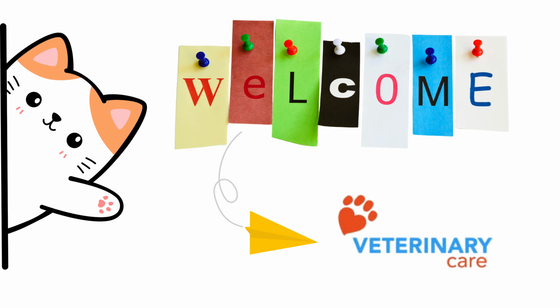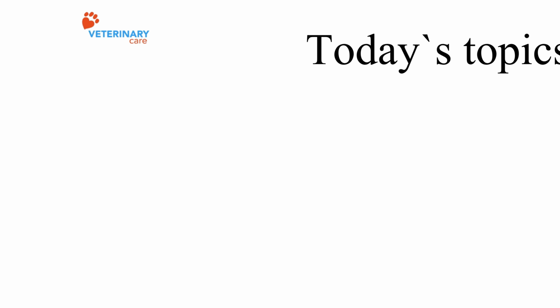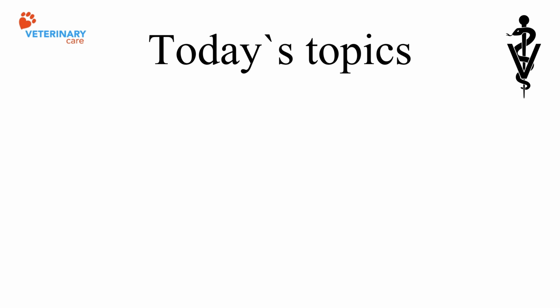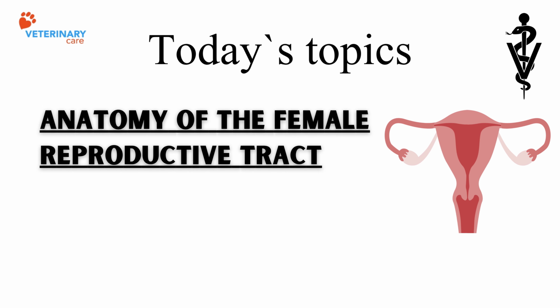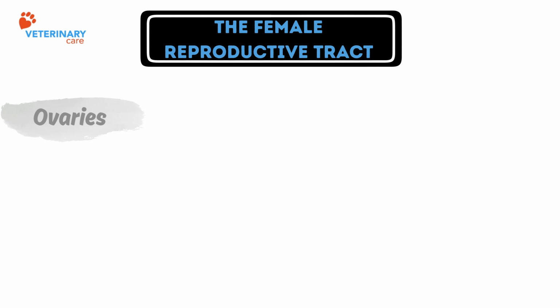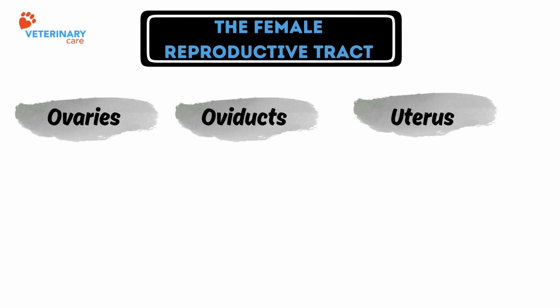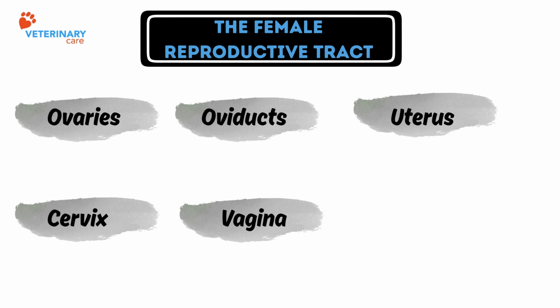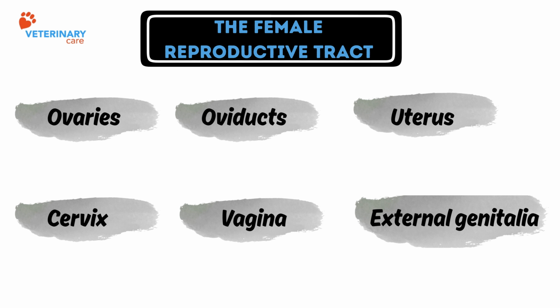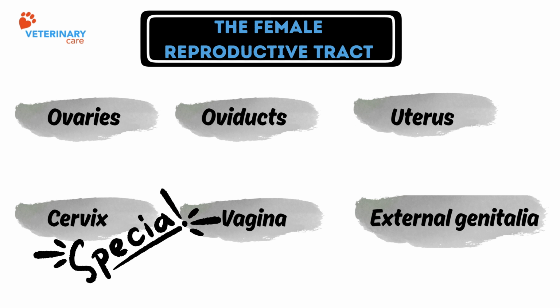In today's video, we are going to continue our journey in reproductive physiology by looking at the anatomy of the female reproductive tract. The female reproductive tract includes the ovaries, oviducts, uterus, cervix, vagina, and the external genitalia. Each part has a special role.